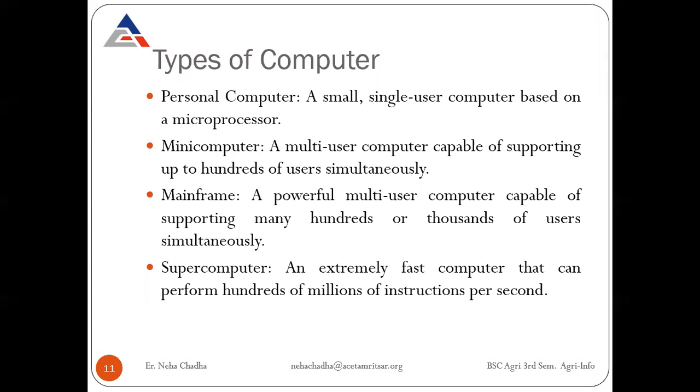Then comes the last category, the supercomputer. Supercomputers are fast computers that can perform hundreds of millions of instructions per second. That means the fastest computers, which are generally used for research purposes, are called supercomputers. At the time of research, no simple personal computer will be used. They generally use high-end systems.